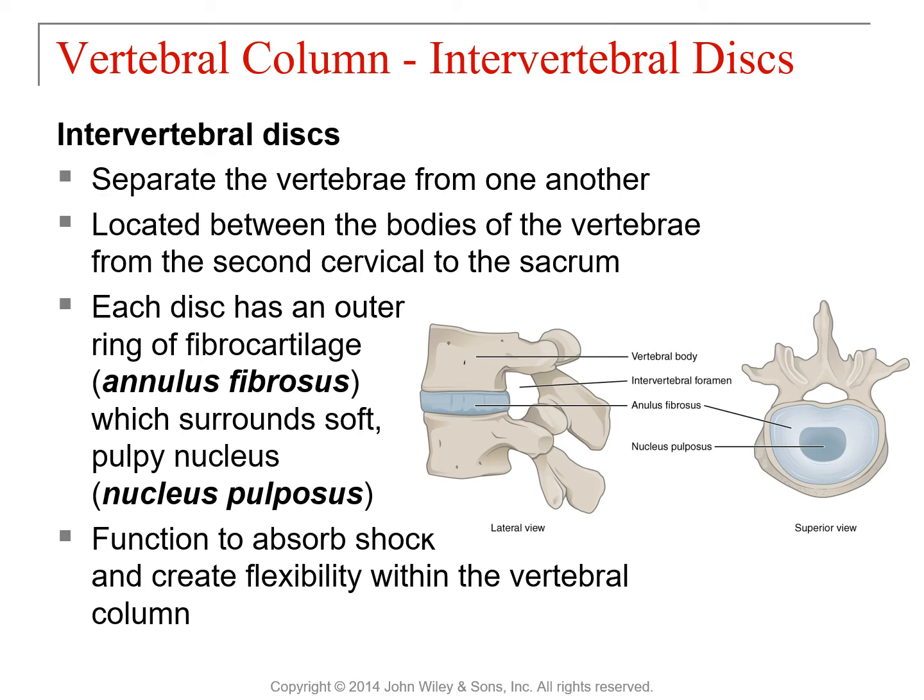If there is a tear in the annulus fibrosus, as it is compressed, some of the nucleus pulposus could actually be squeezed out and compress those spinal nerves, causing pain, numbness, or even weakness or paralysis. A tear in the annulus fibrosus that allows some of the nucleus pulposus to squeeze out is called a herniated disc.